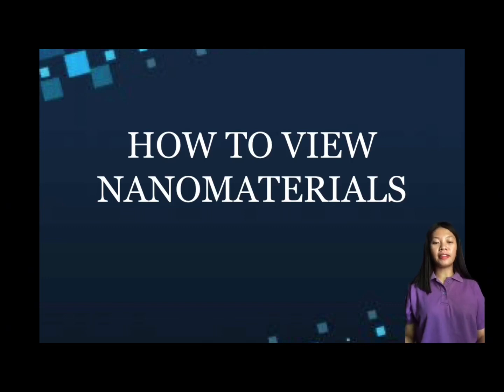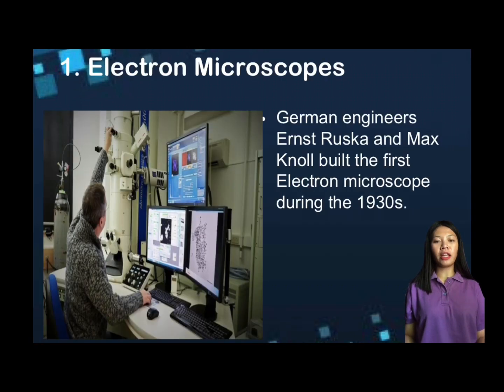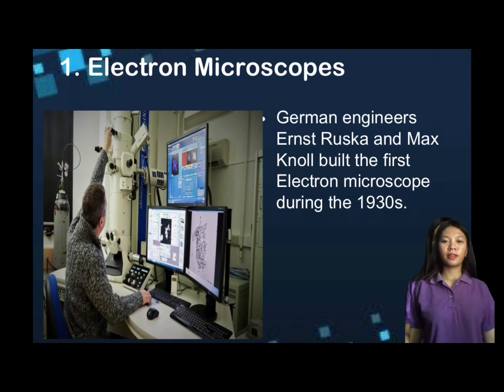During the early 1930s, scientists used the electron microscope and field microscope to look at the nanoscale. The first one is the electron microscope. Ang electron microscope ay na-invent ng German engineers na sina Ernst Ruska at Max Knoll noong 1930s.